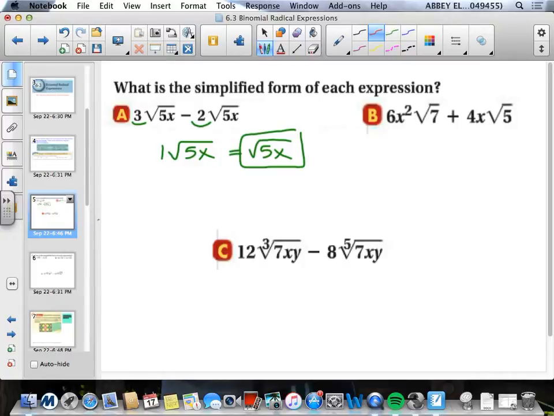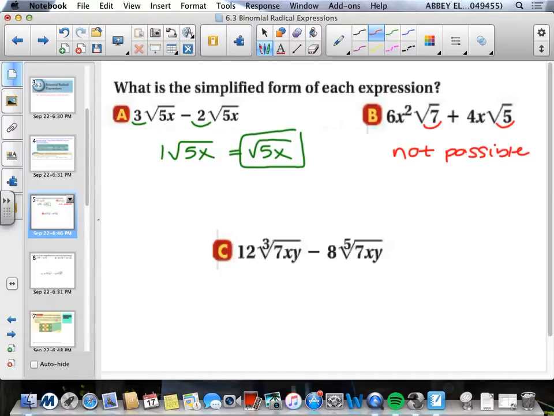All right, let's take a look at B here. On B, I need to ask myself the exact same questions. Is my index the same? The index number is the same here, but what do you notice with those radicands? I have a 7 and I have a 5. Those are not the exact same, so this is not possible. Okay? When those index numbers and those radicands are not the same, I cannot add or subtract like terms.